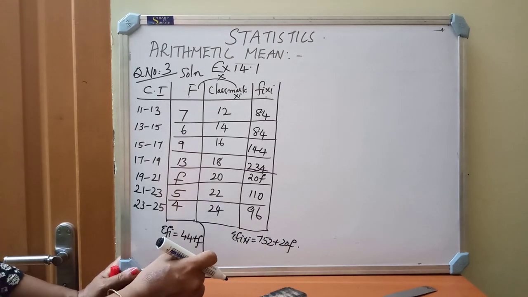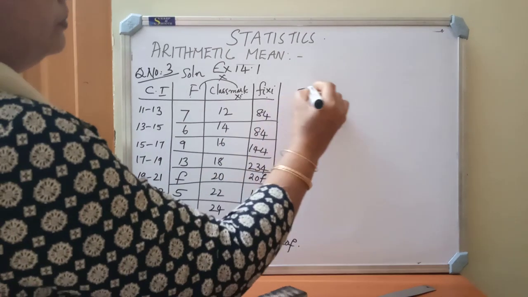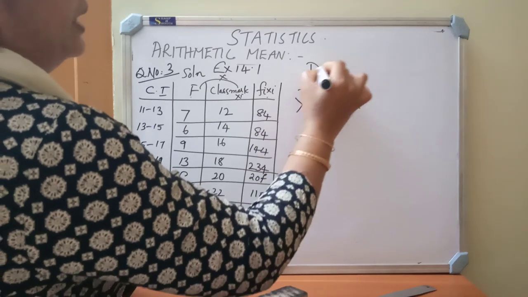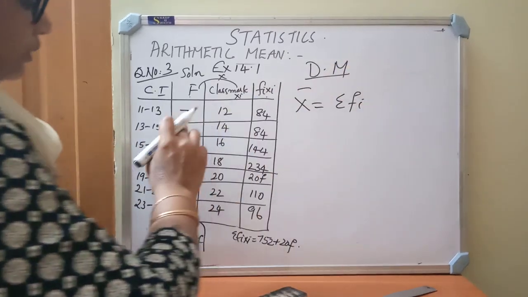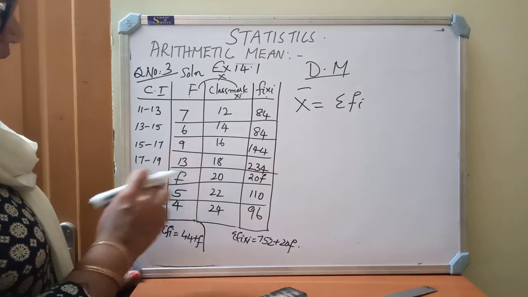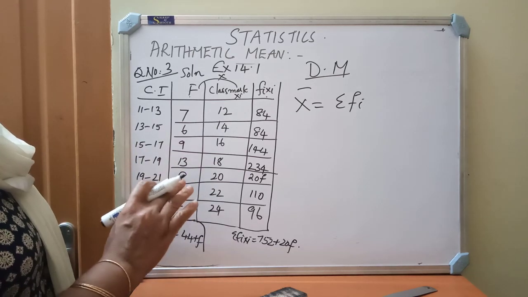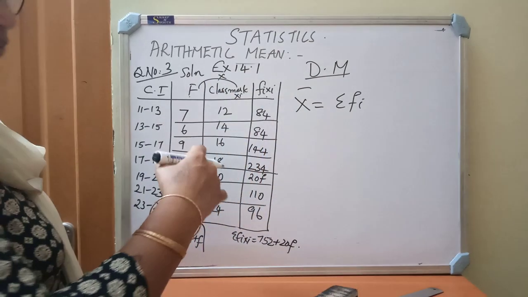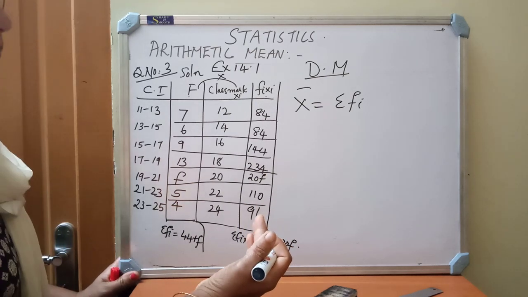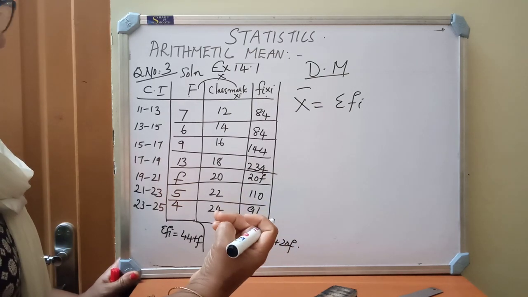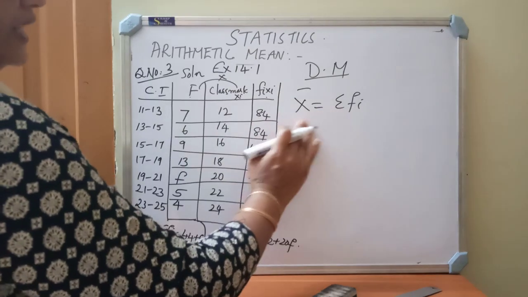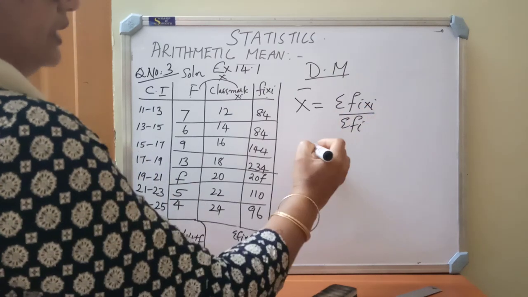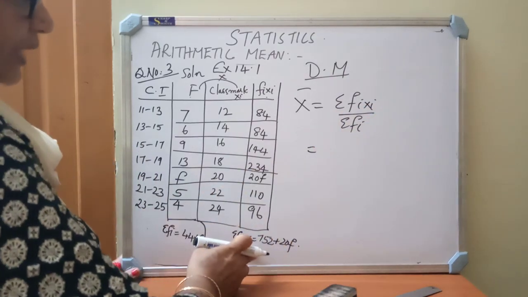So in the direct method, x bar equal to, what is the formula? Sigma fi xi divided by sigma fi. For missing frequency finding sums, you can use this method, it is easy for you for calculation. Instead of the assumed mean method, you can use this one. The assumed mean method is also easy, but some of you will make mistakes. So instead of that, you can apply this formula. That is equal to, substitute our values.